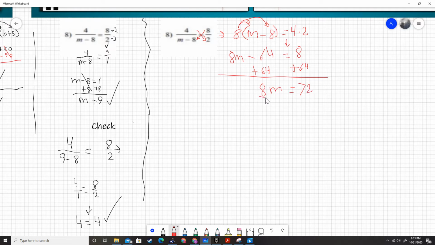Now, I know I've got to divide both sides here by 8. And if I divide both sides by 8, this side gives me just m. 72 divided by 8 gives me a 9. So, just like how we got 9 over here, but with a lot more multiplication and steps involved. So, at the end of it, I still end up getting 9, no matter which method I go through and do.